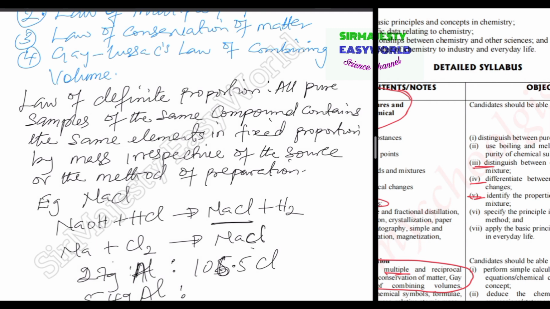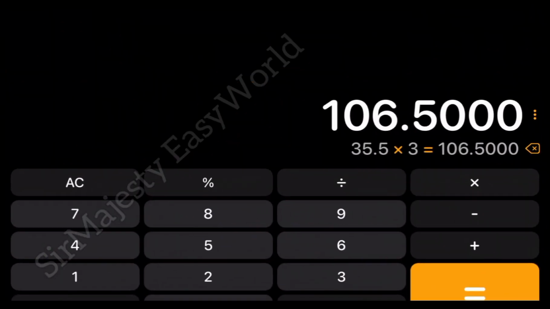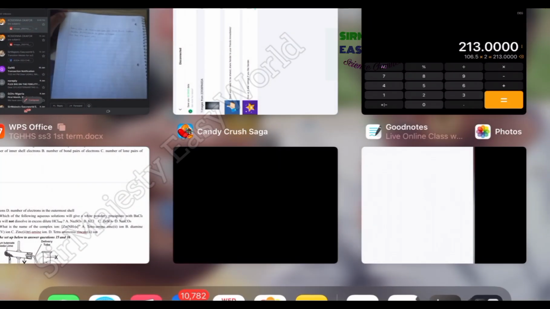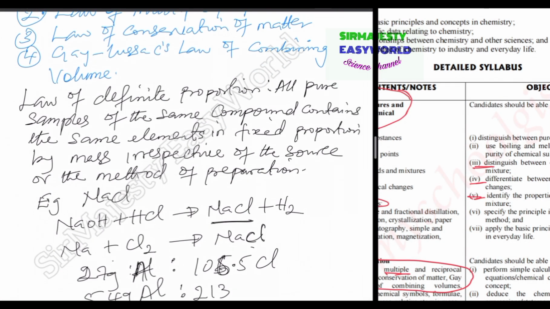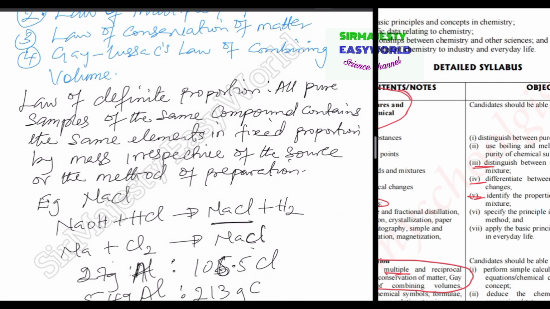and another sample was found to contain 54 grams of aluminium, and we also have about 213 grams of chlorine. This is still showing constant composition.